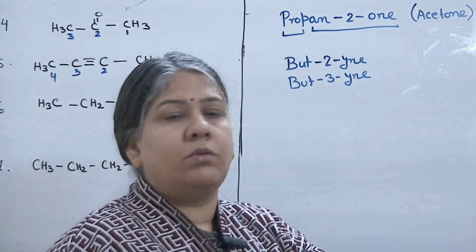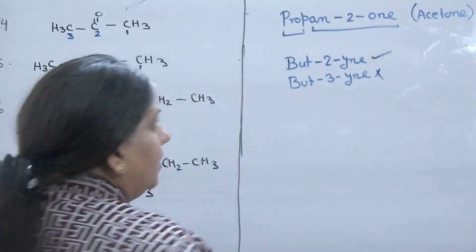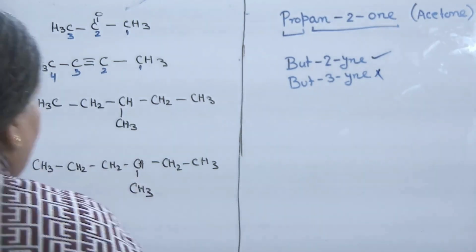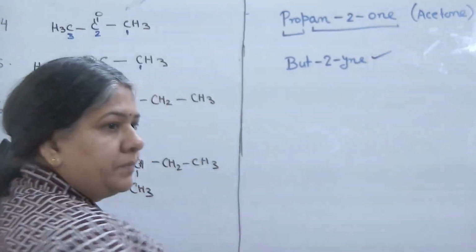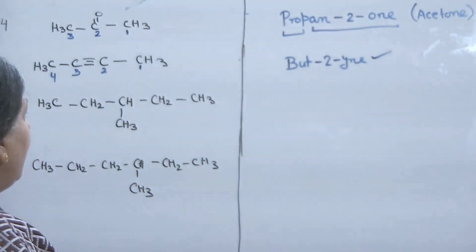If the bond is present between 2 and 3, select the smallest number. Take the smallest number. So this is correct, this is wrong. But-3-yne is wrong. Okay, let's see another example.